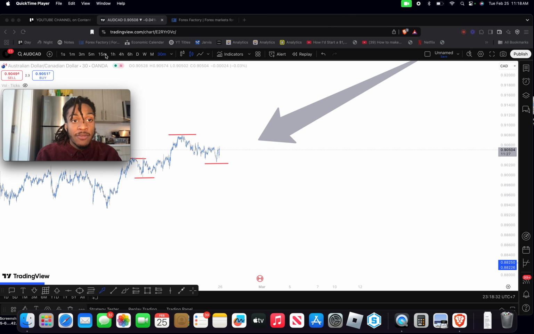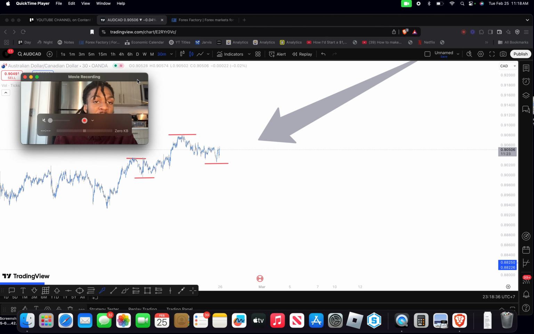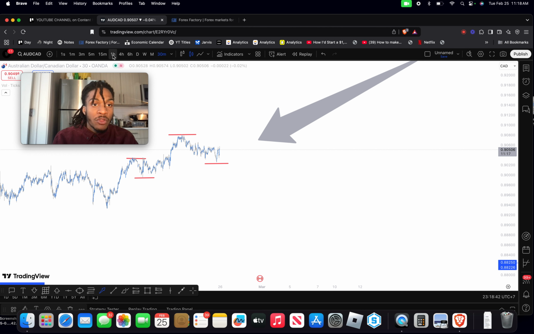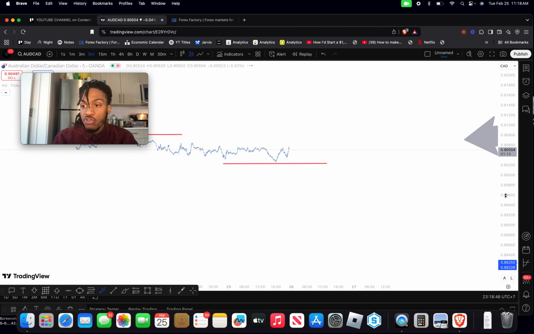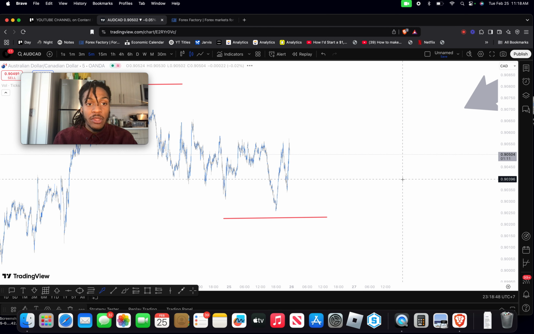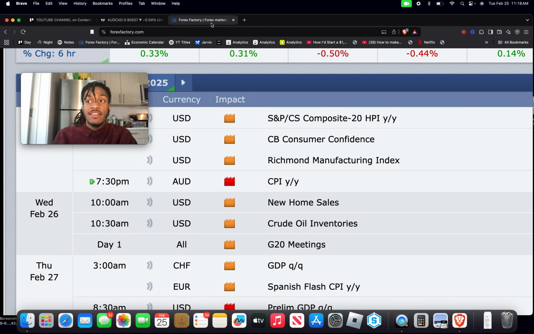Especially because this is a slower moving pair, a 30-minute time frame is a valid time frame for a high time frame. The 30-minute on this pair is like the 1 or 2 hour. The 1 hour is like the 4 hour. So I'm using this as my trend and my market structure. Now that I've established my trend bias, which is bullish, I know that I want to be looking for buys and to enter the market with buy positions. And I also know that tonight at 7:30, Australia is going to be moving.